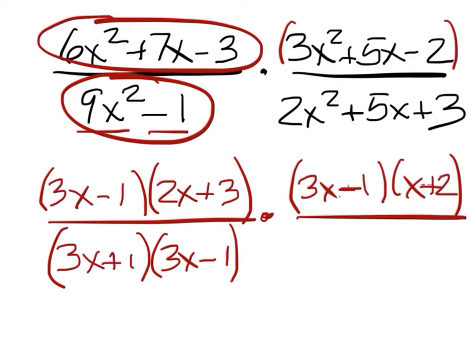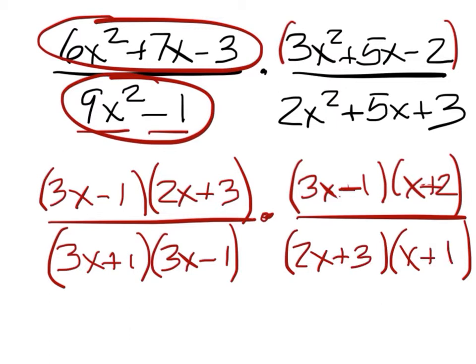Alright, and on the bottom we have a 2x squared to break up, so we'll do it like this. And then we have a 3 at the end, which of course is going to be 1 and 3. So let's try plus 3 and plus 1.